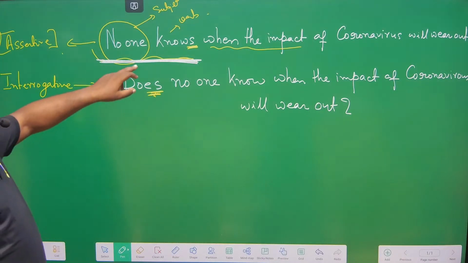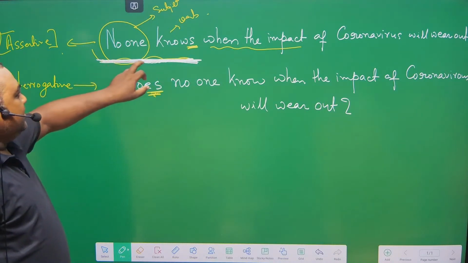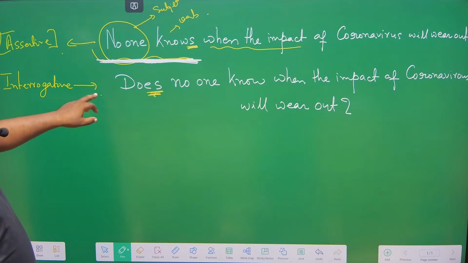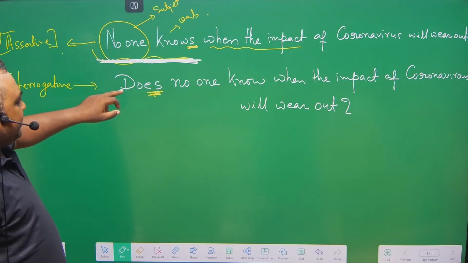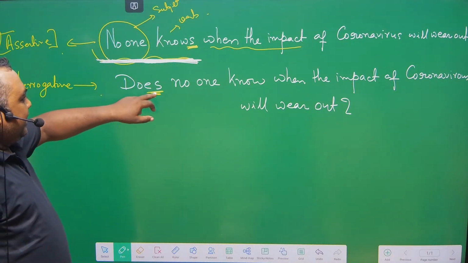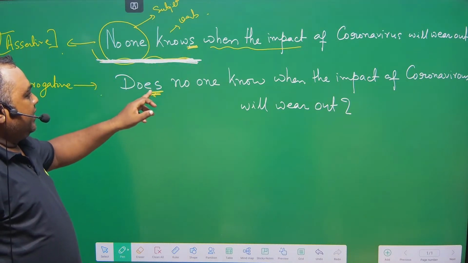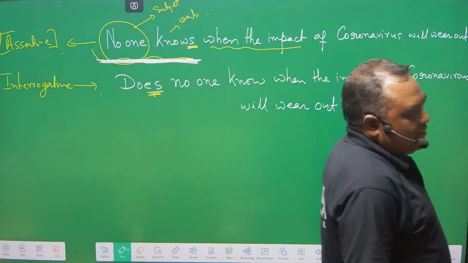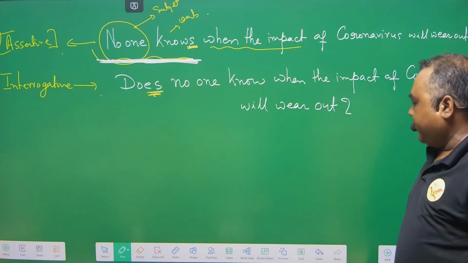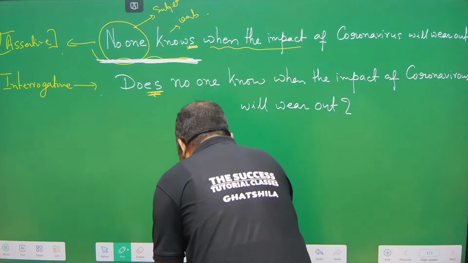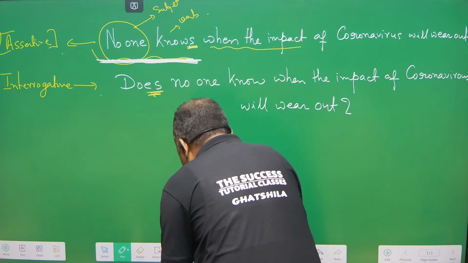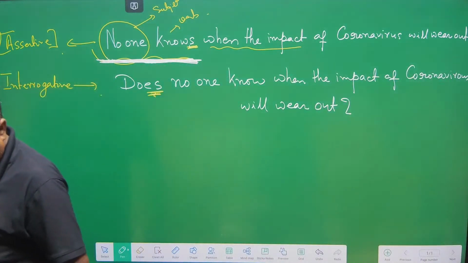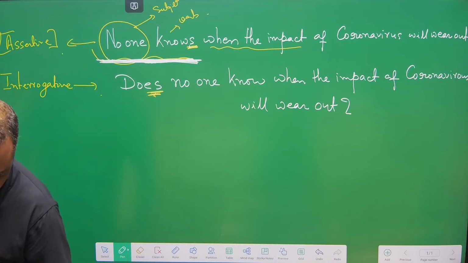Remember, student, one thing: you have to notice the form of this sentence. Here it is in the form of present indefinite tense. That's why to convert it into an interrogative sentence, I just began the sentence with a helping verb. And why am I adding s? Because here the main verb has s. Does no one know when the impact of coronavirus will wear out? So, I hope all of you understood it very well. Note it down, student. Please note it down.